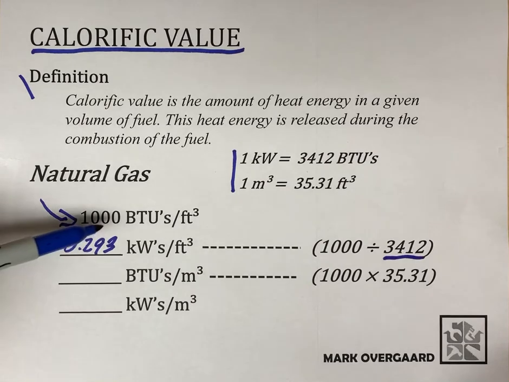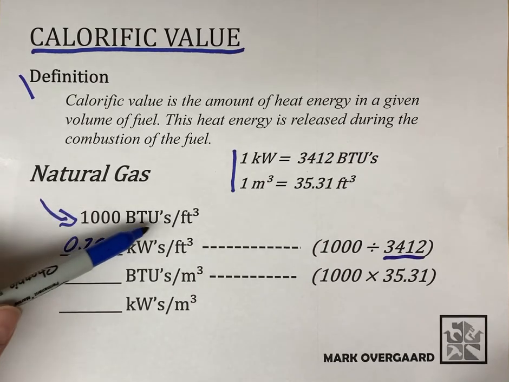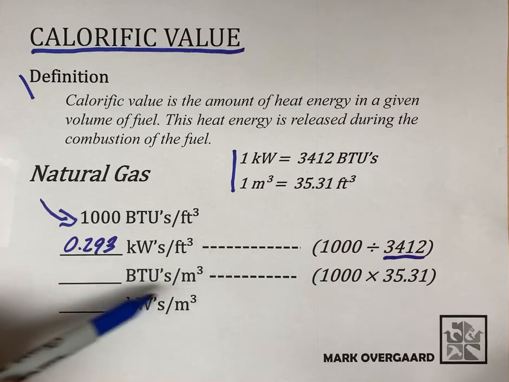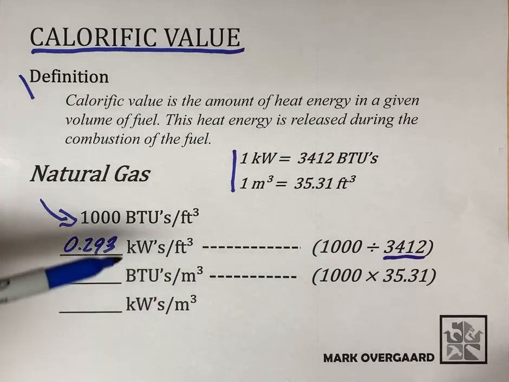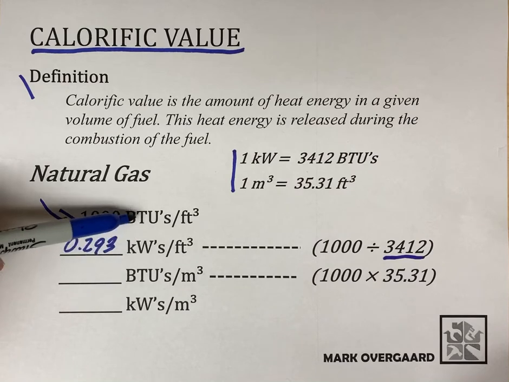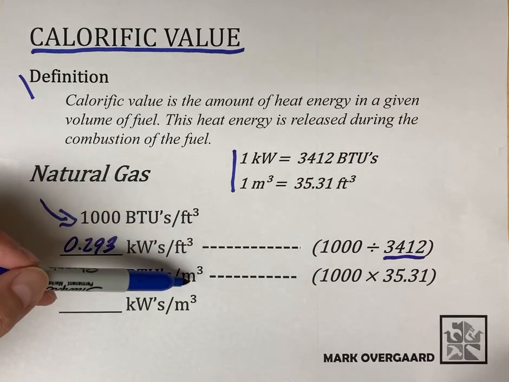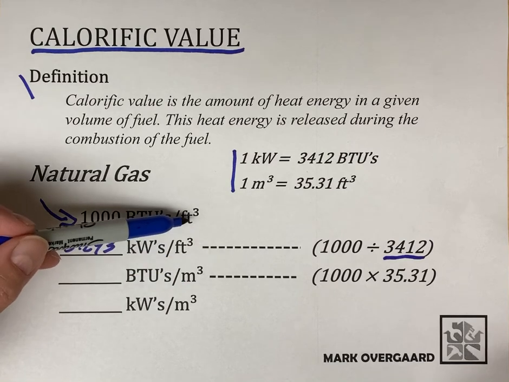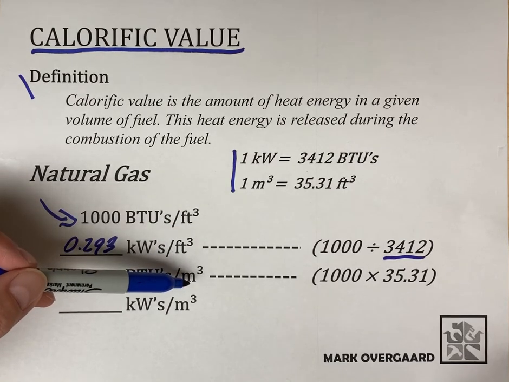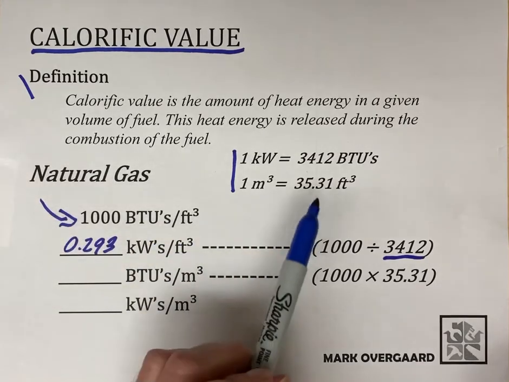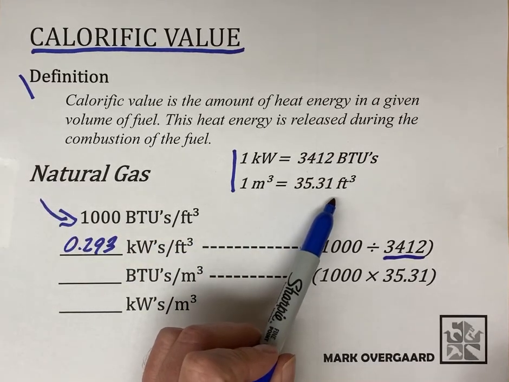Now, go to the next one. 1,000 BTUs per cubic foot, how many BTUs is that per cubic meter? Another way to express the calorific value. In this case, the heat energy units are the same, BTUs and BTUs. We're changing the volume. We're going from a cubic foot to a cubic meter. Now, this is the part where you have to visualize. A cubic meter is a lot larger than a cubic foot. How much larger? Well, it's 35.31 times larger.